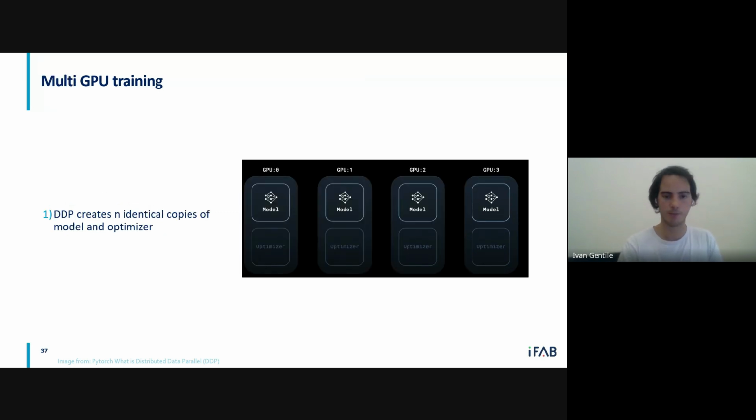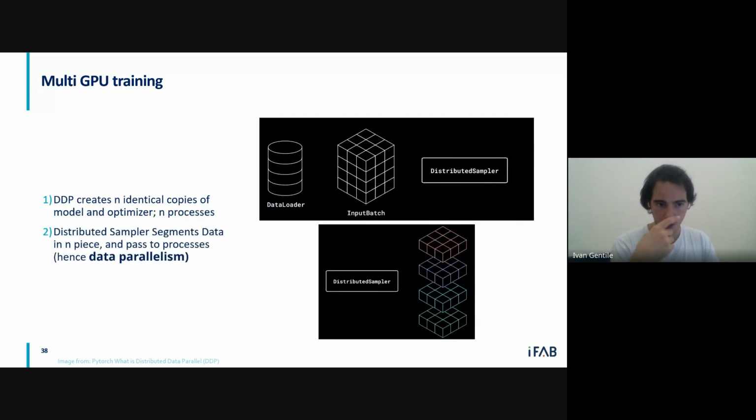What happens with multi-GPU training in the case of data parallelism? The first step is that DDP, which is what it's called in PyTorch, takes the model and makes n identical copies of it, one for each GPU. Let's say that n is 4, so we have 4 copies of the model and we're training on 4 GPUs.